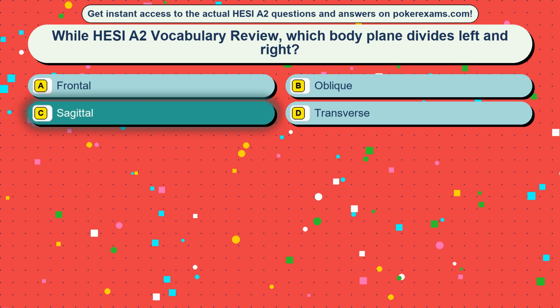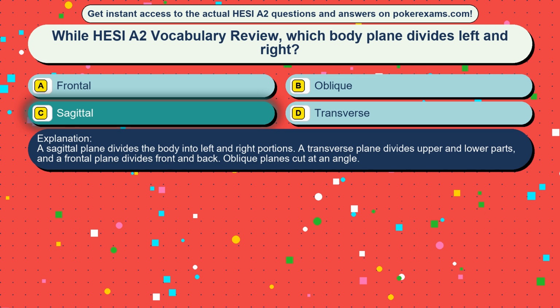The correct answer is option C, sagittal. A sagittal plane divides the body into left and right portions. A transverse plane divides upper and lower parts, and a frontal plane divides front and back. Oblique planes cut at an angle.